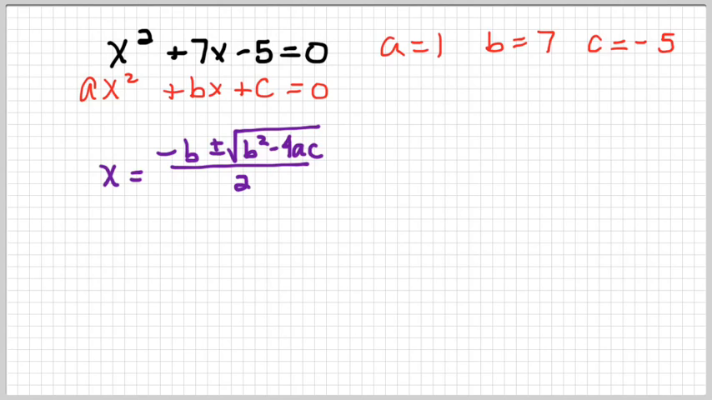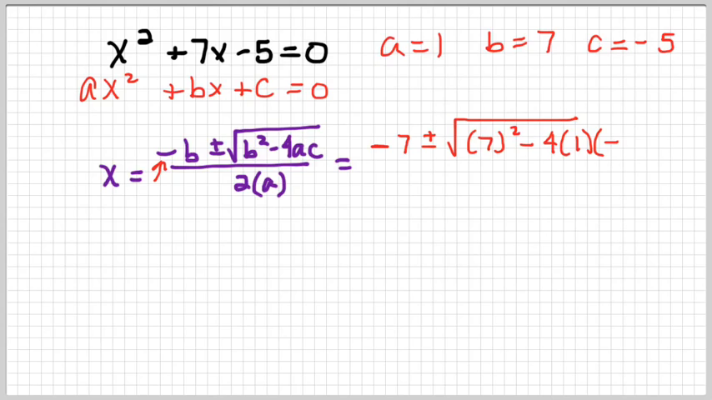And it is simply a substitution type problem. So let's start substituting. We go negative of, so there's my negative I've just put in. Then it says the b value. So negative of 7 plus or minus the square root of the b value squared, 7 in this case, minus 4 times the a value times the c value, all divided by 2 times the a value.